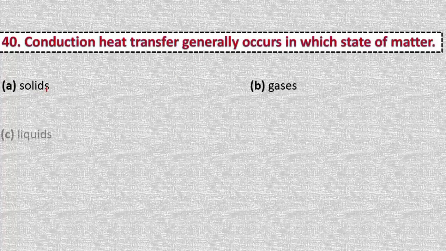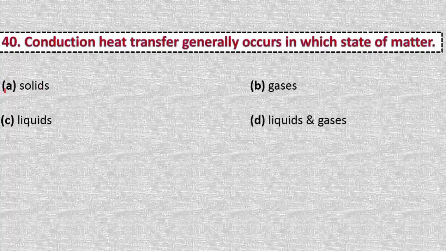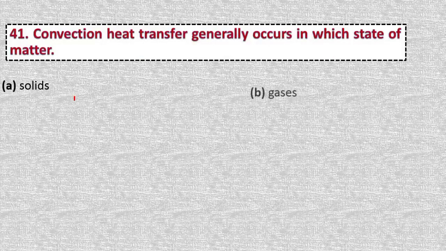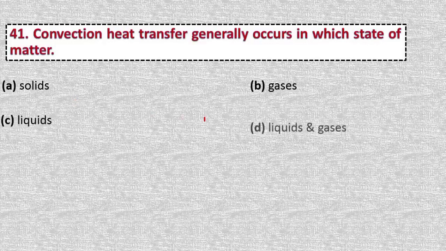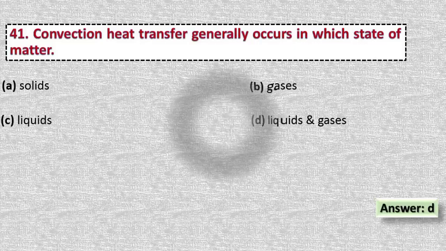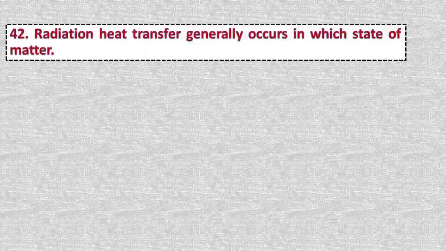Conduction heat transfer generally occurs in which state of matter? Just now in that introduction we saw that conduction heat transfer generally occurs in solids. Correct answer is option A. Convection heat transfer generally occurs in which state of matter? We know that convection happens in liquids and gases both. The correct answer is option D.